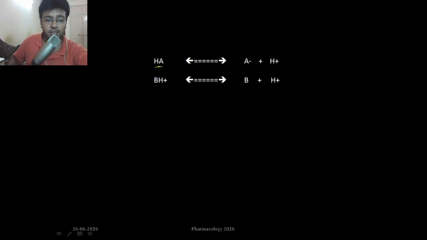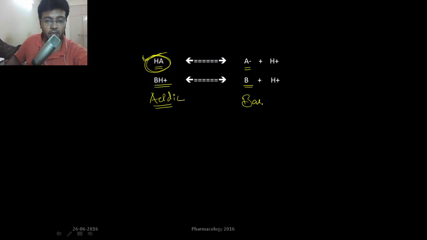Here is the weak acid with its non-ionized form. Here is the weak acid with its ionized form, the weak base with its ionized form, and the weak base with its non-ionized form. Now in what medium will you put a weak acid so that it will remain in its non-ionized form? It will be acidic medium. If you put a weak acid in an acidic medium, it won't react, it will be in its non-ionized form.